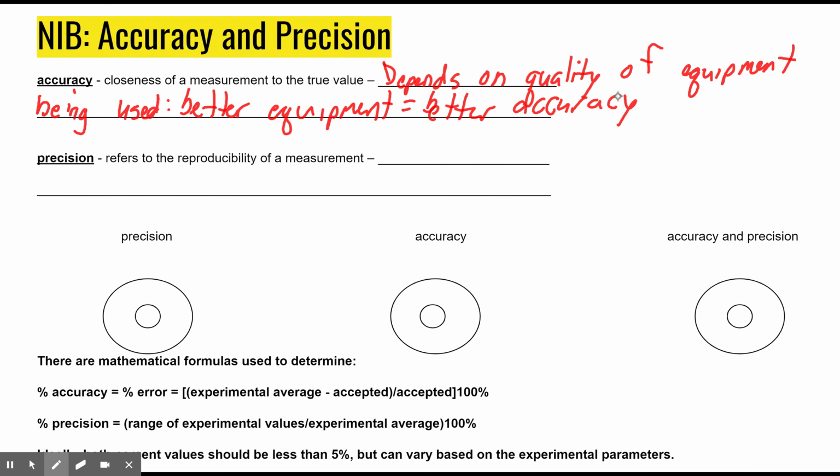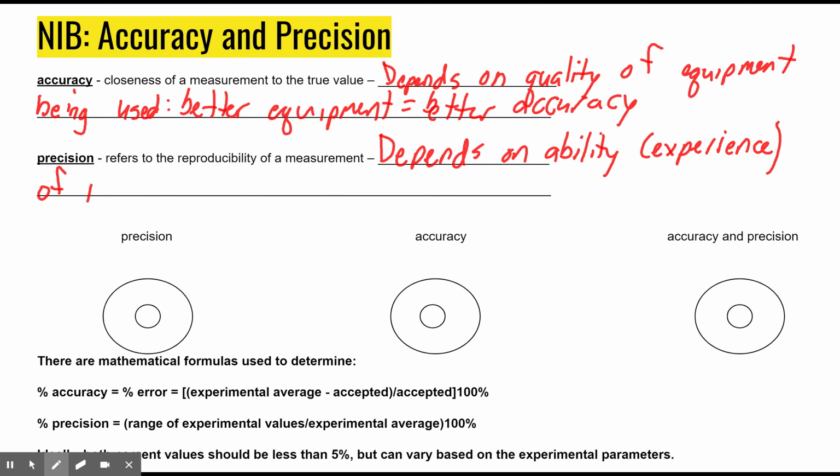For precision, it's going to refer to the reproducibility of the measurement that we have. And this precision is going to depend on the ability of the person running the test. So in the beginning, we might not have very precise results because you need more experience to get better precision. But by the end of the year, we should be both accurate and precise.